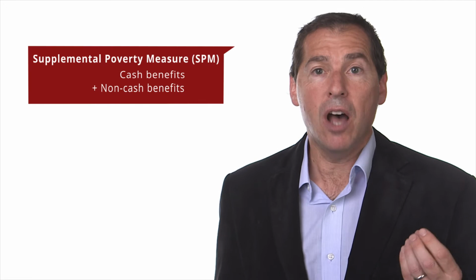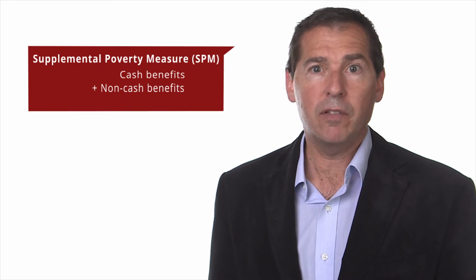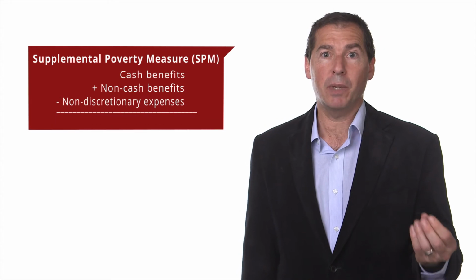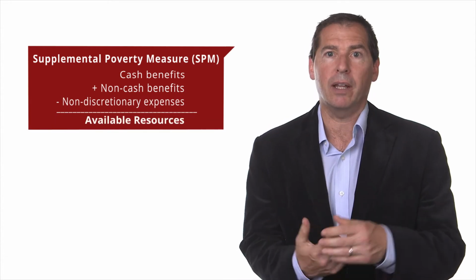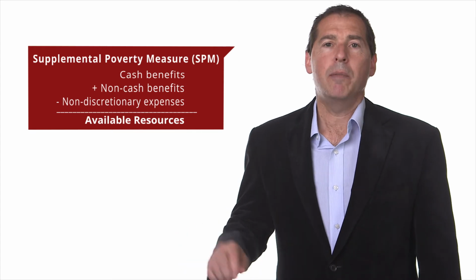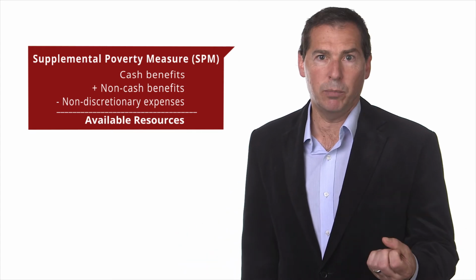But that's not all. The SPM has other advantages too. It not only adds in the non-cash benefits that families receive, but it also subtracts out the non-discretionary expenses that families must cover. Expenses like commuting, healthcare, childcare, expenditures that simply must be covered in order to live, in order to work. Because there's no getting around these expenditures, the money used to cover them isn't available for basic needs. Hence, that money should be subtracted out before we calculate the family's available resources.